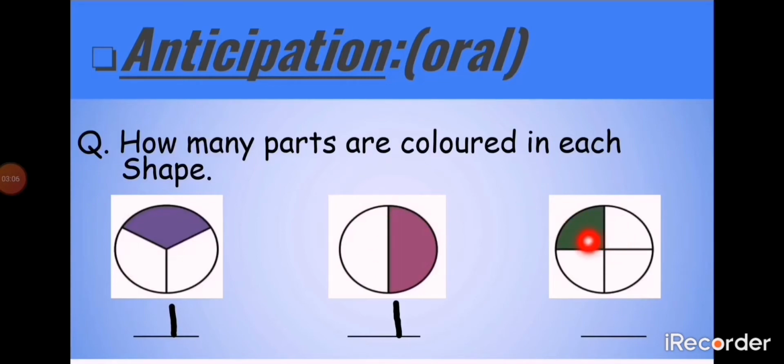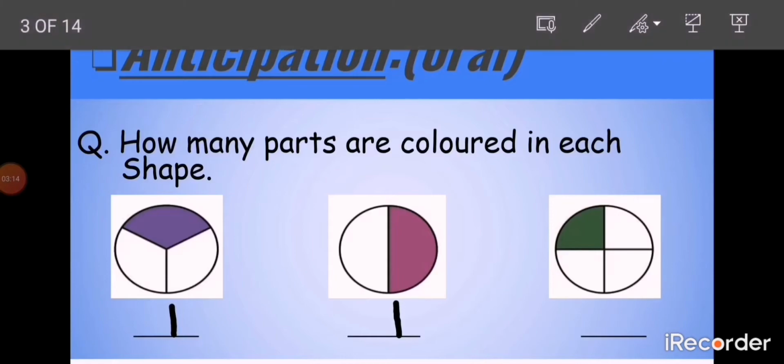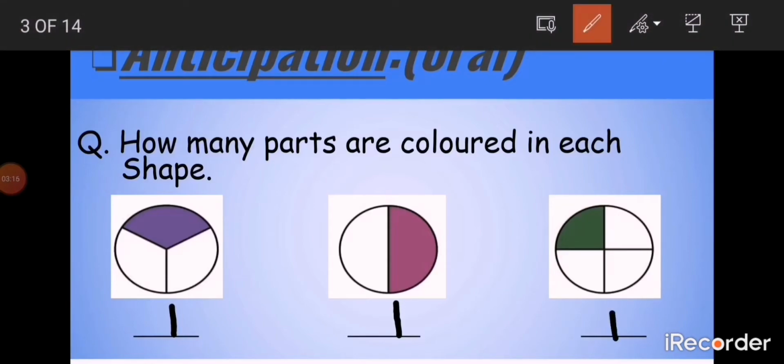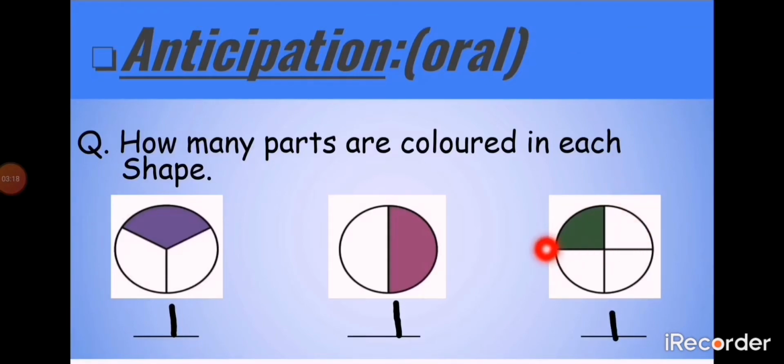Now look at the third shape. 4 parts are here and one part is colored. Only one part out of 4 is colored. So again 1 out of 4 is colored and 3 are uncolored. 3 are uncolored out of 4, 1 is colored out of 4. So the colored part is 1. You can see they are divided into equal parts but in different ways. Here are 3 parts, there are 2 parts, there are 4 parts, and each has one part colored.